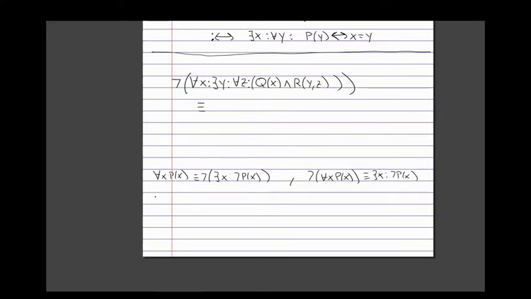For the exact same reason, in our definition, there exists an X P of X. The relationship to this is that there exists an X such that P of X is the exact same thing as not for all X, not P of X, which means that the negation of a there exists statement, the negation of there exists an X such that P of X, is logically equivalent to the statement for all X, not P of X.